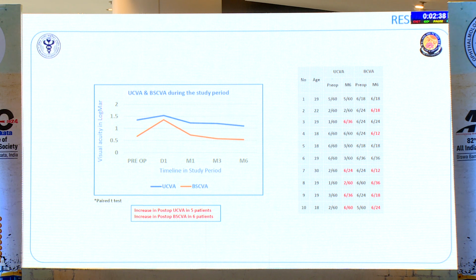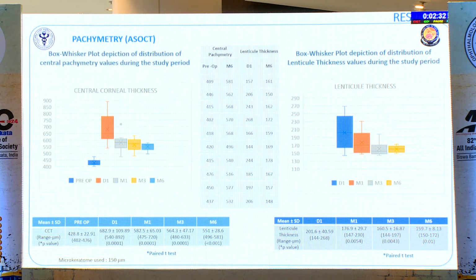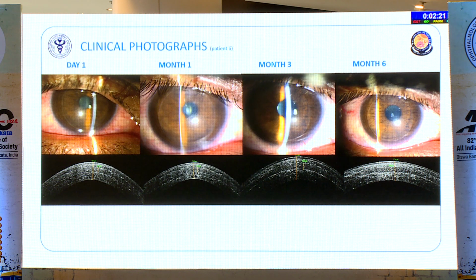If you look at the uncorrected and best corrected visual acuity, UCVA showed an improvement in 5 patients and spectacle vision showed an improvement in 6 patients, which was statistically significant. There was also a statistically significant increase in the central corneal thickness as expected, and the lenticule thickness stabilized by month 1, going up to month 6 postoperatively. These are the clinical photographs with the corresponding AIOC 2024 images.